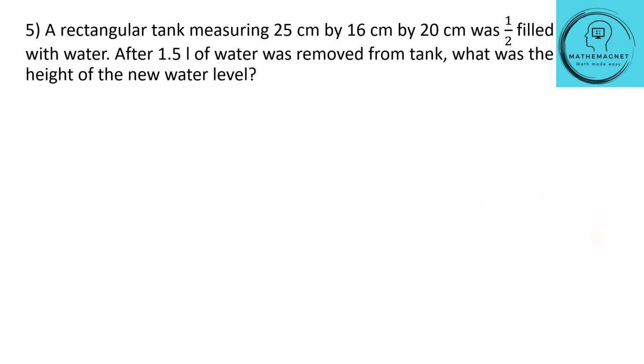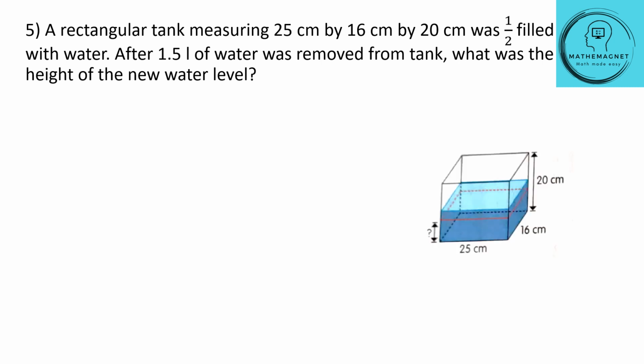Question number 5. A rectangular tank measuring 25 centimeter by 16 centimeter by 20 centimeter was half filled with water. After 1.5 liters of water was removed from the tank, what was the height of the new water level? Now this is the tank that they have mentioned. They have given us the edge measurements, that is 25, 16 and 20. This tank is half filled with water, and after 1.5 liters of water was removed from the tank, what was the new height of the water level?